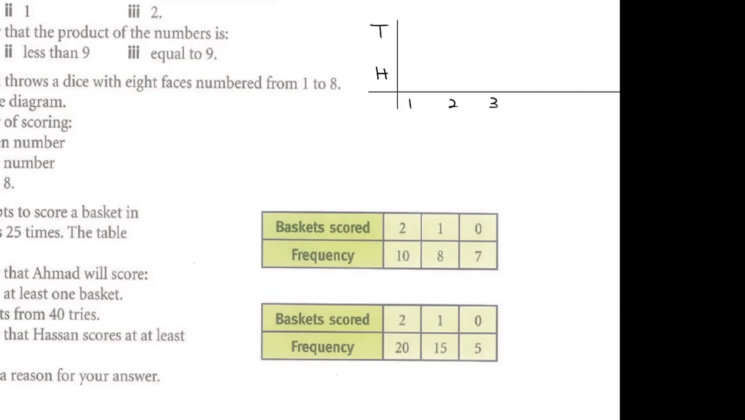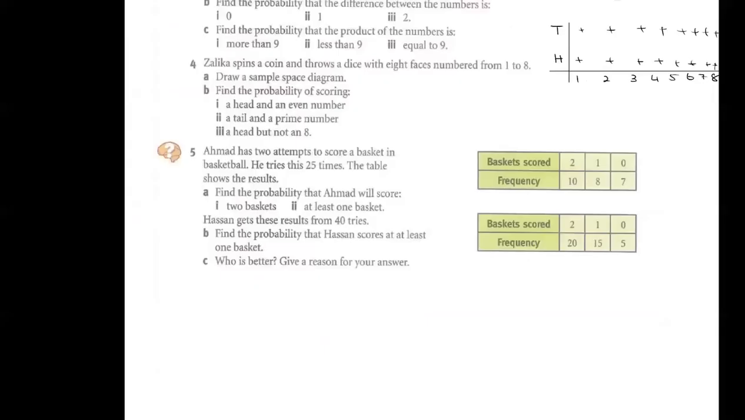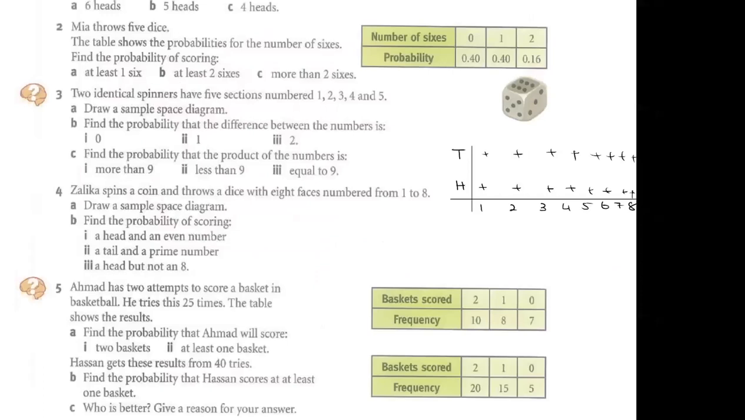1, 2, 3, 4, 5, 6, 7, 8. So there are a total of 16 events. 1, 2, 3, 4, 5, 6, 7, 8, 9, 10, 11, 12, 13, 14, 15, 16. Find the probability that it is a head and an even number. The even numbers are 2, 4, 6, 8. 1, 2, 3, 4. So 4 over 16, 1 over 4.